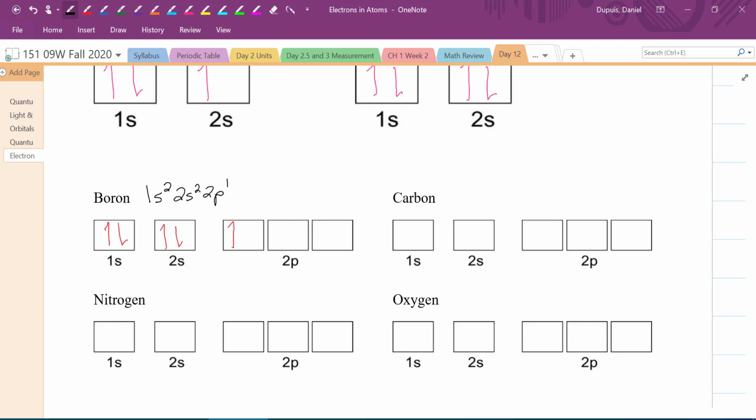Carbon. We go 1s1, 1s2, 2s1, 2s2, 2p2. If we notice, carbon has 6 electrons, 2, 4, 6. That always works out. Up, down, up, down. Here is Hund's rule. Up, up. So the first one's always up, and then we're going to put 1 electron per orbital until we have to pair up.